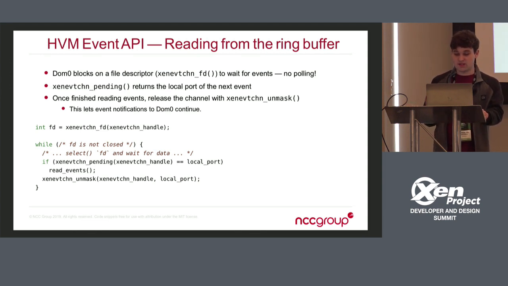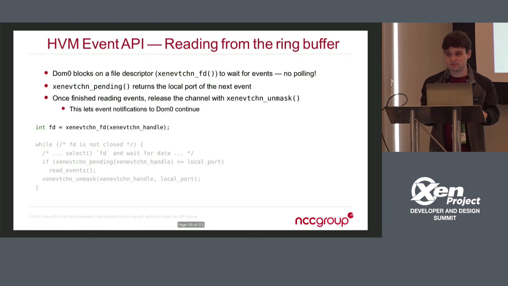Once select returns, you just call Xen event chan pending, and that will give you a local port number associated with the incoming batch of events, which you can then read in a loop, which I have on the next slide. After you are done with reading events, though, make absolutely sure to call the function Xen event chan unmask, passing it the local port. As I understand it, this will release your end of the event channel so that the guest can proceed with putting more events into the ring buffer. I believe basically the event channel will get sort of stopped up if you don't call this function, and you won't get any more events.